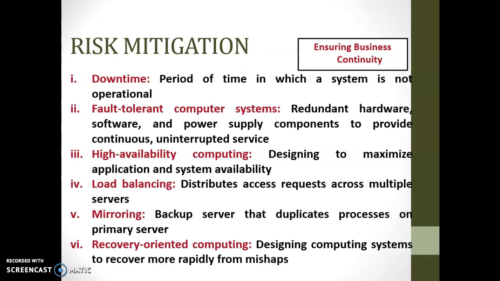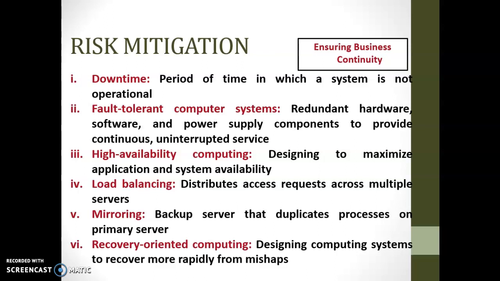Number 3, high availability computing, designed to maximize the application and system availability. And usually, kalau macam contohnya during the salary, kita tahu macam banyak sangat, especially the finance and banking, dia akan ada banyak macam dia punya application yang menyebabkan macam dia akan jadi macam slow. So, apa yang kita nak pastikan bahawa bila berlakunya the high availability computing.